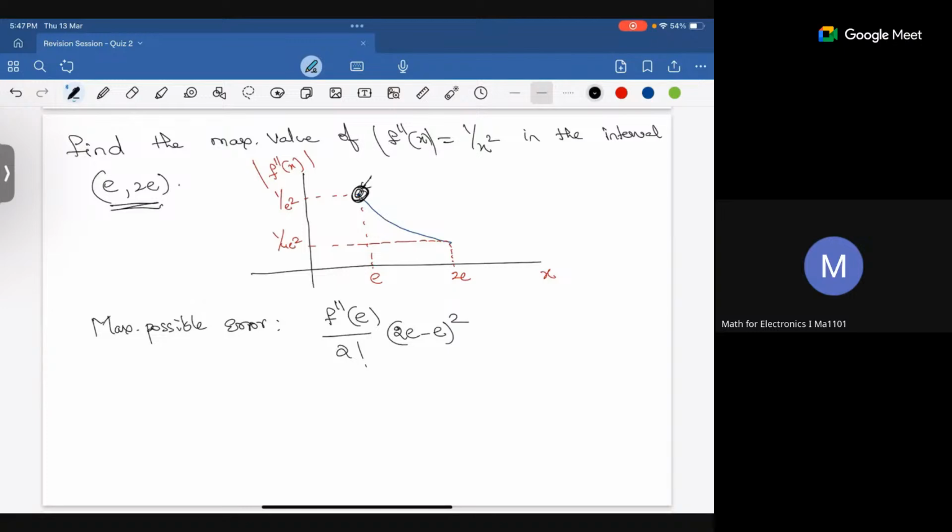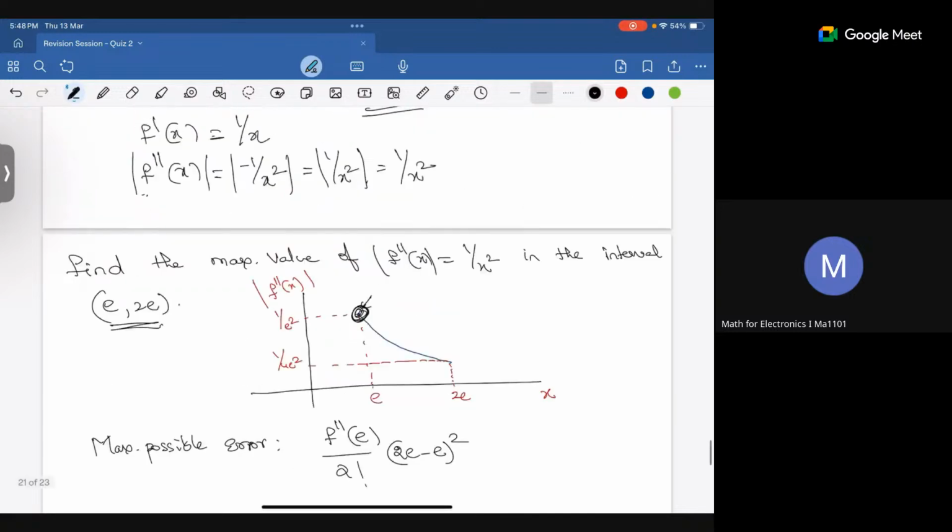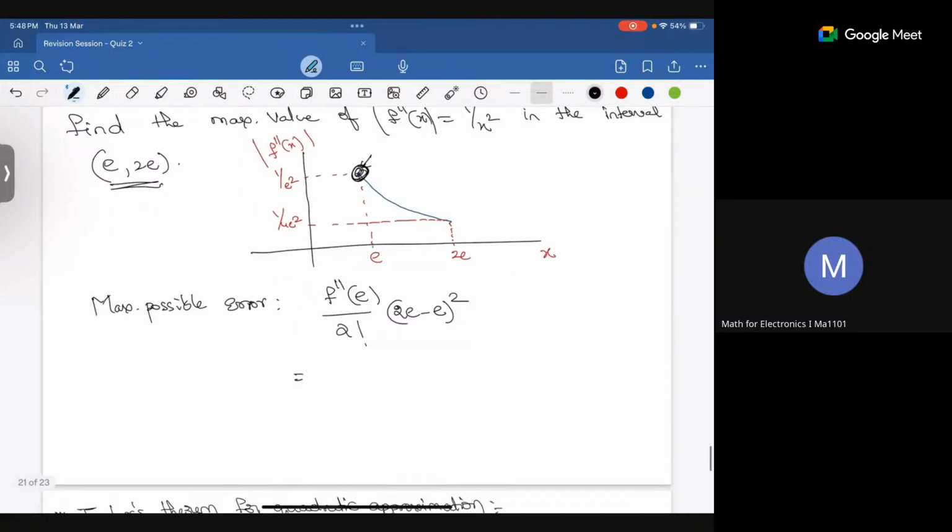Okay, now x2 became e, that's it, because at the point e, it attains the maximum value. Anything after e, the value is reducing. Now I know f double prime is 1 by x square. So f double prime of e will be 1 by e square divided by 2 factorial. And this is (2e minus e), which is e square. Now this and this will get cancelled out. You will have 1 by 2, which is the max possible error.